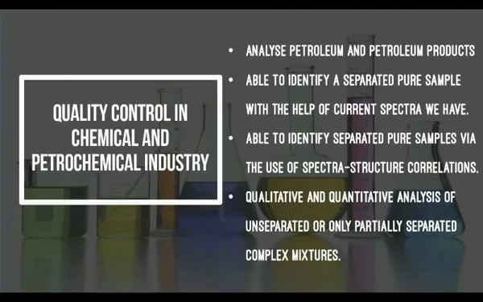As most petroleum samples contain complicated compounds containing hundreds or even up to thousands of individual hydrocarbons, separating these molecules is relatively difficult. Using this method, we are able to analyze the petroleum and their products. Also, we are able to identify the separated compounds with the use of current spectra we have or via the help of our knowledge of the current chemical or physical properties of the molecules. To add on, qualitative and quantitative analysis of unseparated or partially separated complex mixtures can be made.